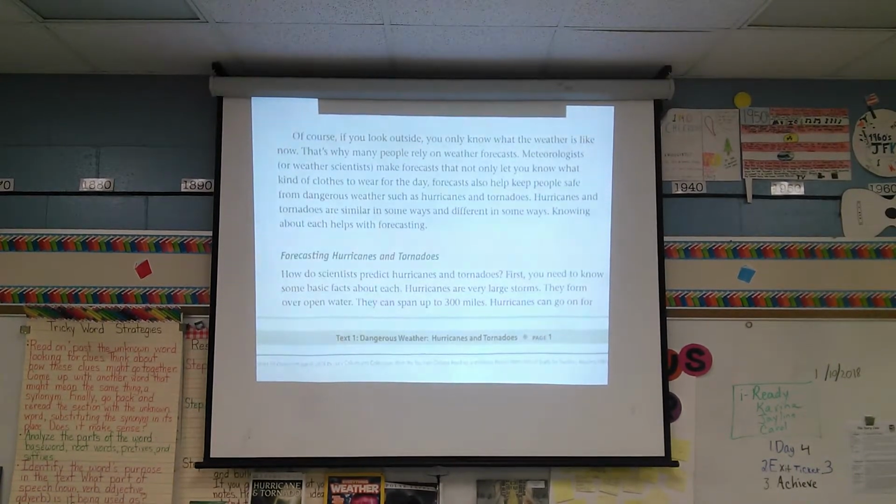Hurricanes and tornadoes are similar in some ways and different in some ways. Knowing about each helps with forecasting. Okay, so hopefully you're making kind of a connection. This article is kind of written in the way that you're being asked to write your essay, comparing and contrasting. Okay, so in this paragraph, the author is continuing to try to engage the reader or hook the reader, but now they've shifted a little bit from trying to create interest to showing why it is important.